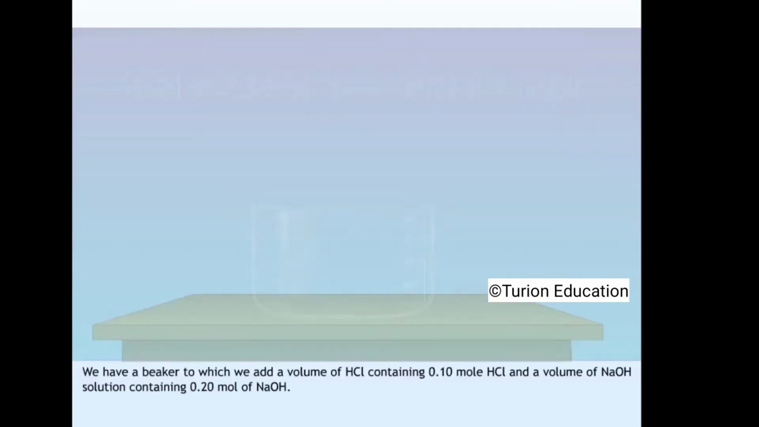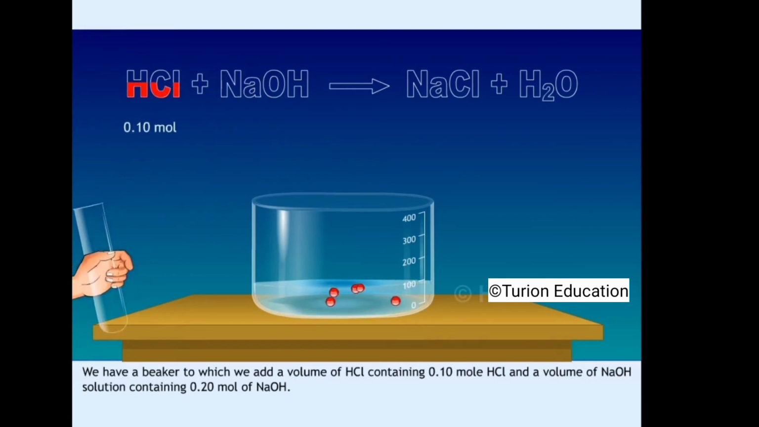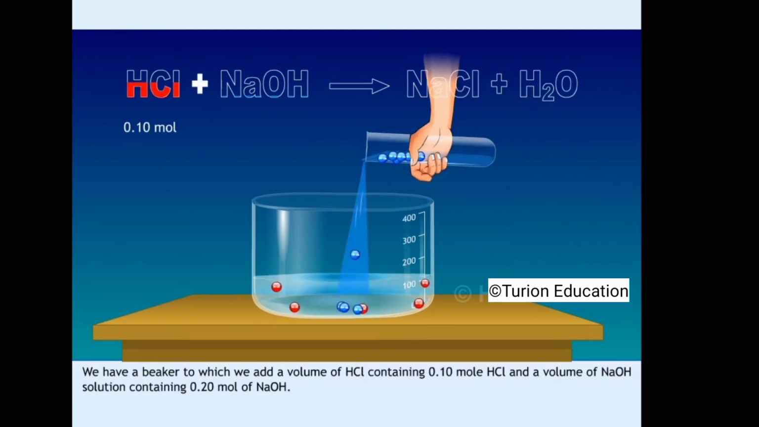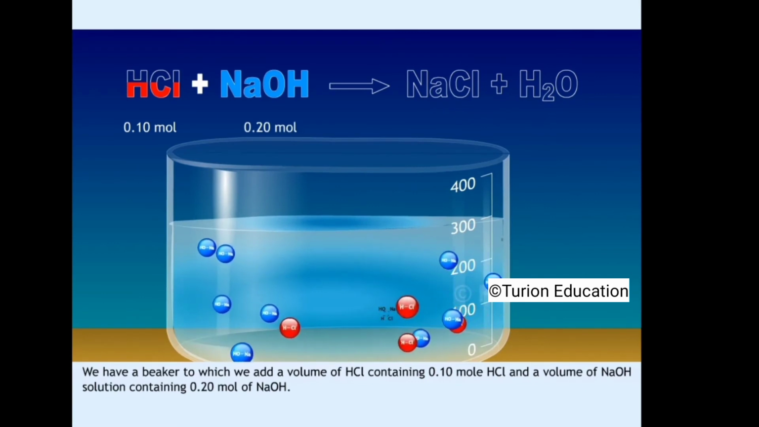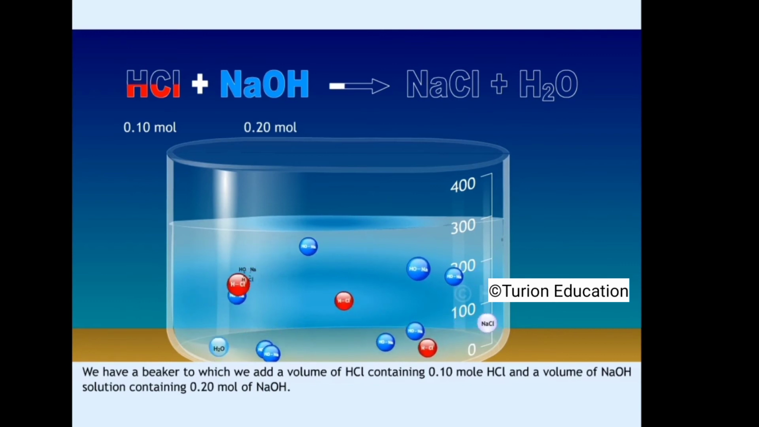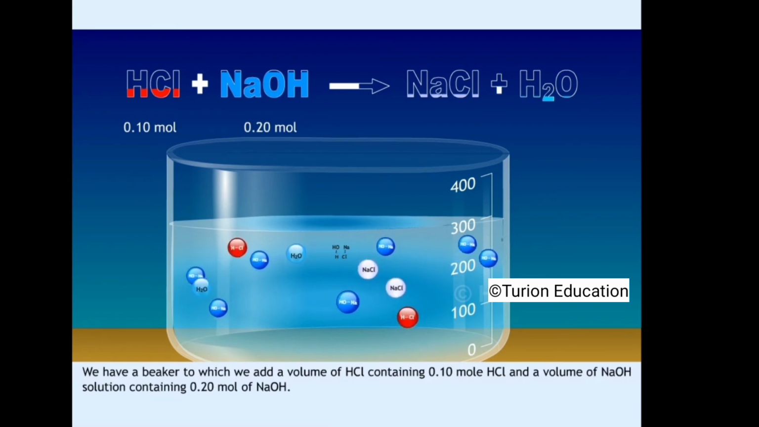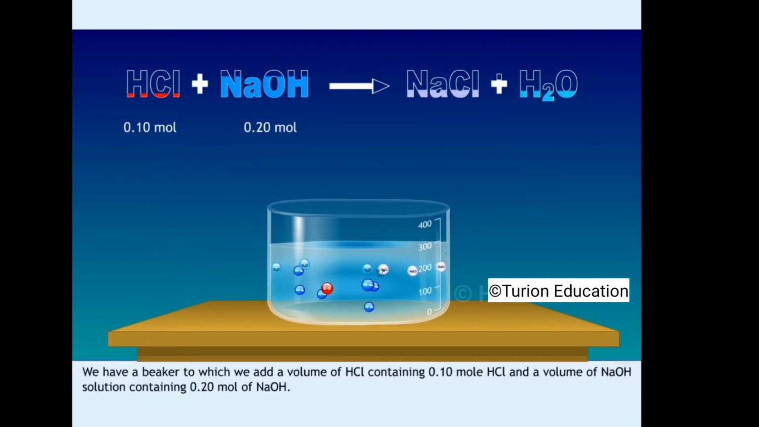Limiting reagent. We have a beaker to which we add a volume of HCl containing 0.10 mole HCl and a volume of NaOH solution containing 0.20 mole of NaOH. As we can see, these two react to form NaCl and H2O. HCl plus NaOH gives NaCl plus H2O.